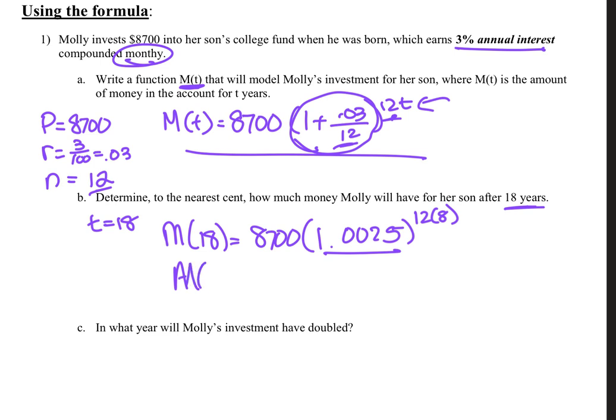Oh, it should be M. Let's fix that. And we get $14,919. So remember, the nearest cent is 2 decimal places, or to the nearest hundredth. So it goes right to here. So our rounding will just be this. Okay. Beautiful.